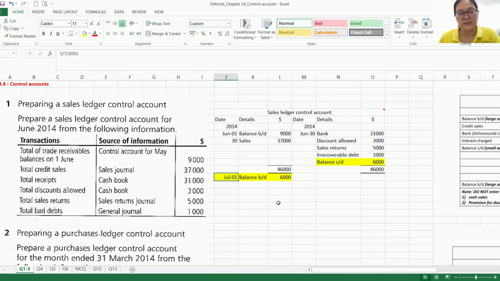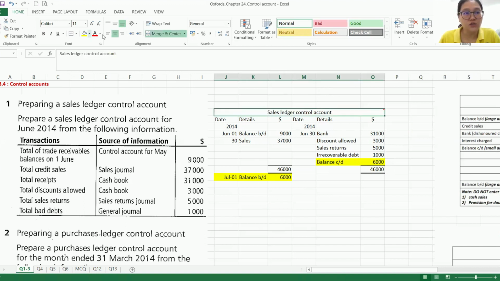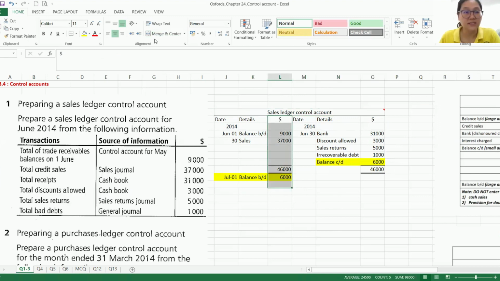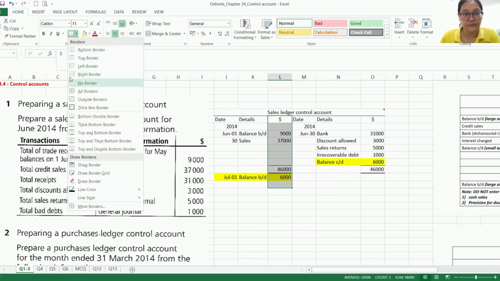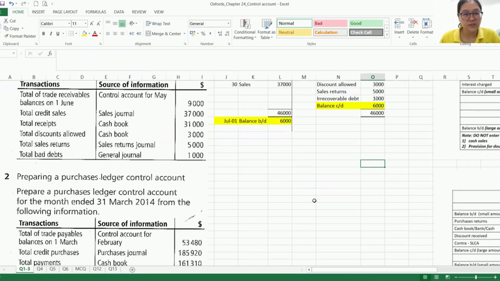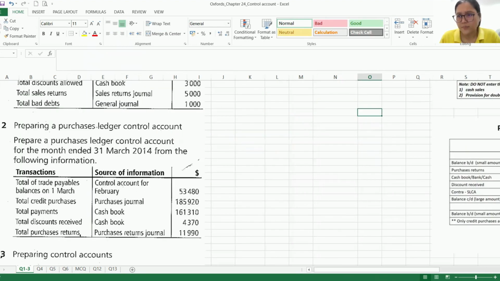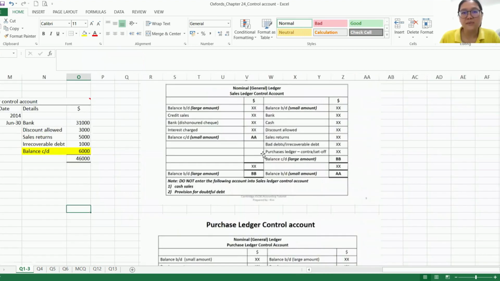This is July 1st. Okay, so for our control account, we consider question 1, the sales ledger control account, done. The next question asks us to prepare the purchases ledger control account. It's very important to memorize this format.